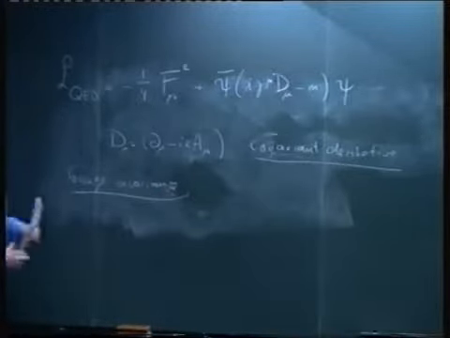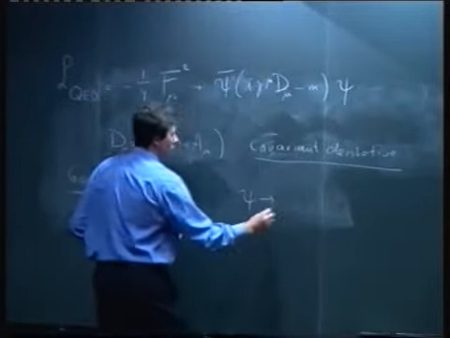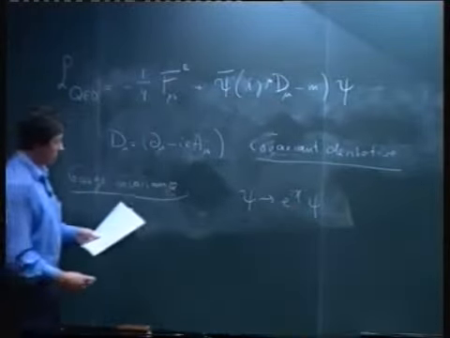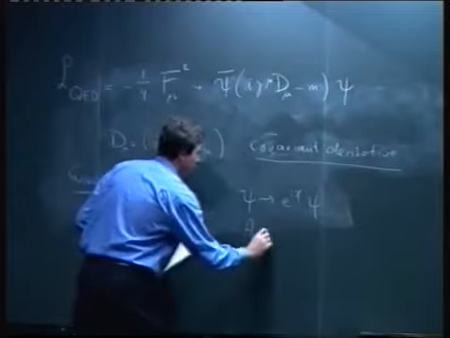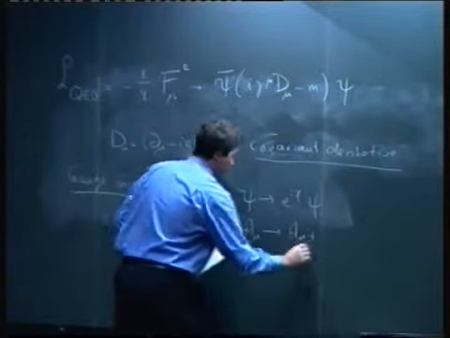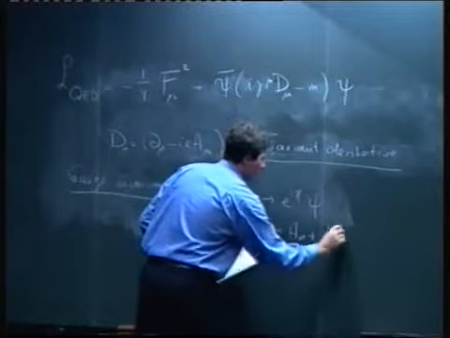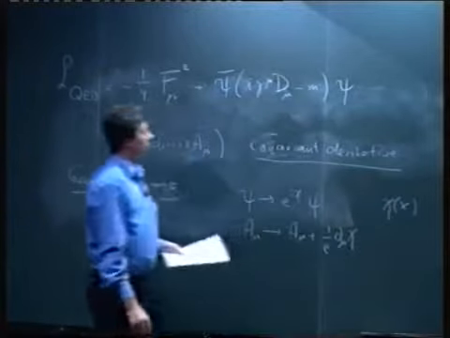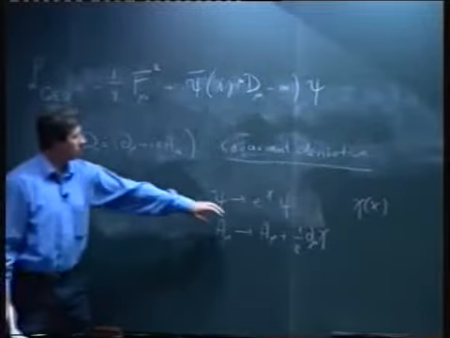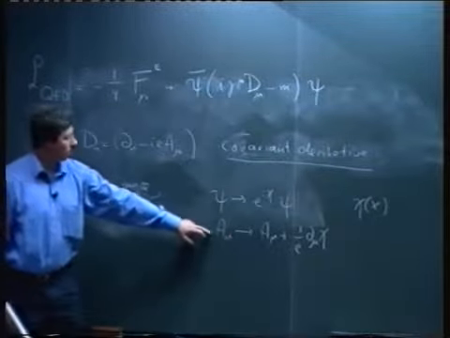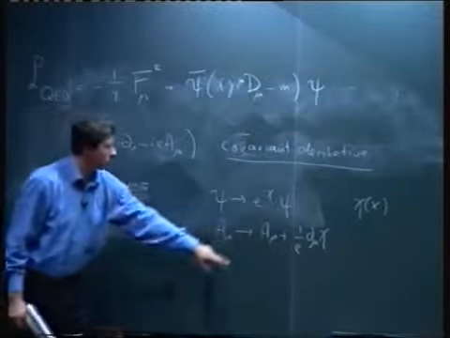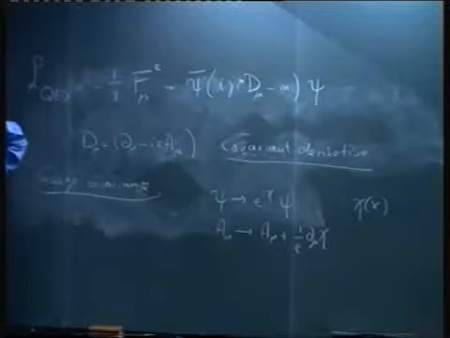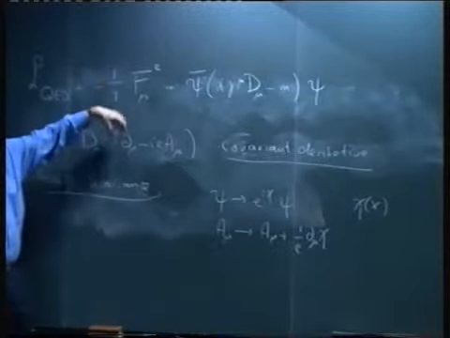There's a symmetry under psi going to e to the i chi times psi, if we simultaneously shift A mu by A mu plus 1 over e d mu chi. So chi is a function now of space and time. If I do this transformation, transforming the electric potential together with the field, then you can check that the Lagrangian is invariant. And so there are two terms here in the Lagrangian that have to be verified.